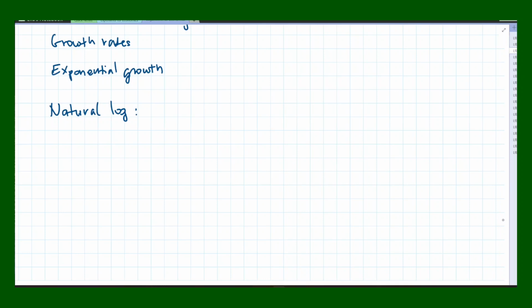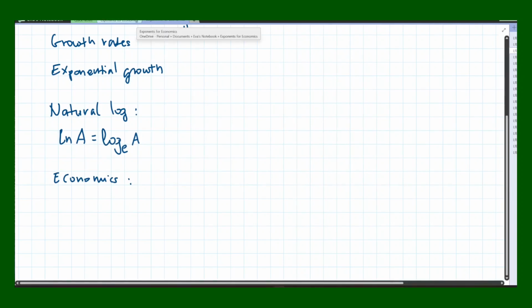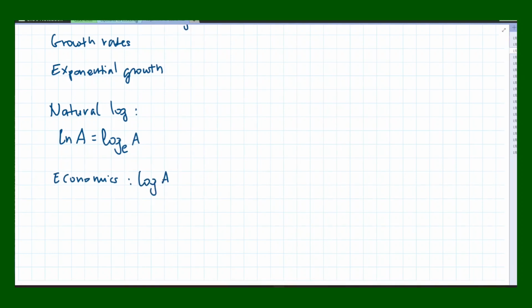Natural log is a special log. We often refer to the natural log by ln, and if I use ln of a, what we actually mean is the e base logarithm of a. Now, very often in economics, we don't write ln a, we just simply use log a. So in economics, log a, log without any base, will mean the natural logarithm of a, so ln a.